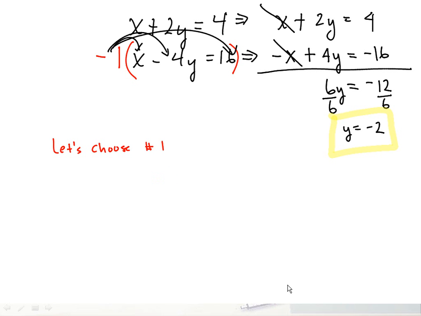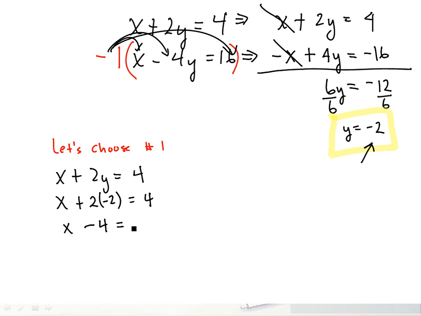So we have x plus 2y equals 4, but instead of a y now, I'm going to replace it with our answer over here, negative 2. So we get x, 2 times negative 2, negative 4 or minus 4. We're going to add 4 to both sides. We get x equals 8. Therefore, our answer is, the x goes first, of course, and the y goes secondly. So 8, negative 2 is our answer. So this is option 2.